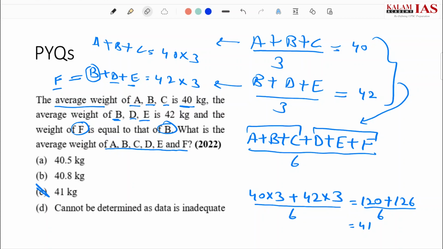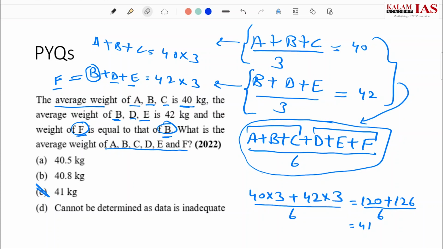It was a very simple question. We had to substitute values from the first equation we built, then substitute value from the second equation, and since it is given weight of F is equals to weight of B, we can replace B with weight F, so that we have two equations, and this is the final average value we have to determine. And on substituting these values, 40 into 3 and 42 into 3 dividing by 6, we get the average weight as 41 kg. I hope the question is clear to you.